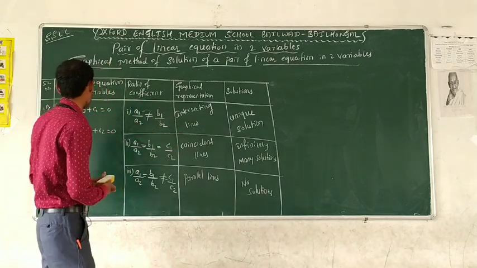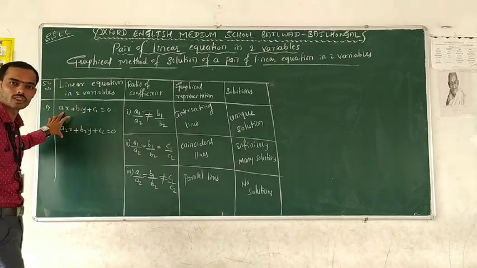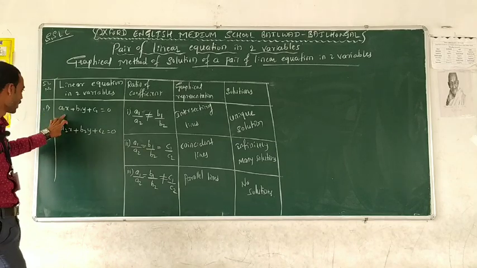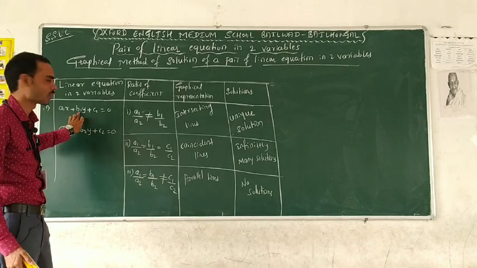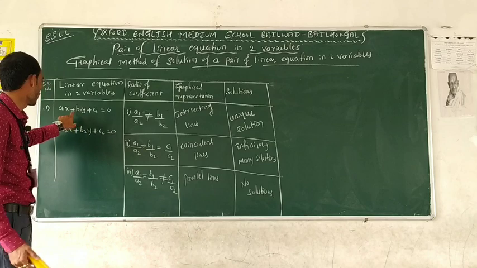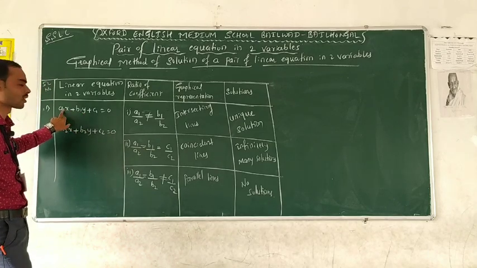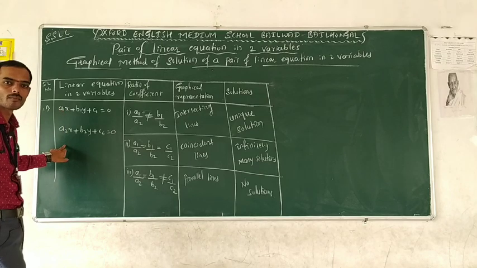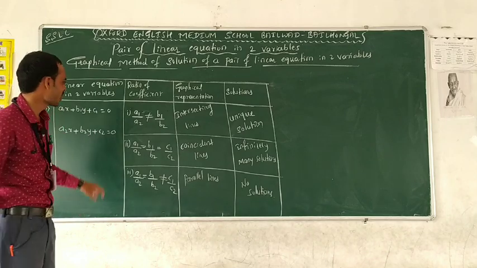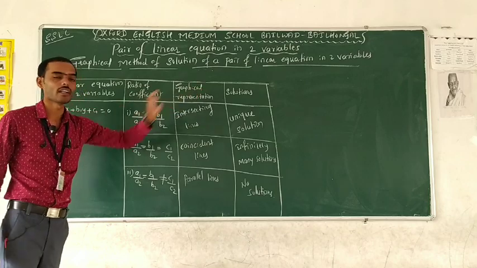Listen carefully and you have to practice this chart. Is it right? So first of all, serial number, linear equations in 2 variables. How many equations are there? Pair means 2. This one and this one: a1x plus b1y plus c1 is equal to 0, a2x plus b2y plus c2 is equal to 0. Both have the variables x and y, but the coefficients are different. Here a1 is there, here a2 is there, b1, b2, c1 and c2. So what is the meaning of this ratio, graphical representation and solutions?